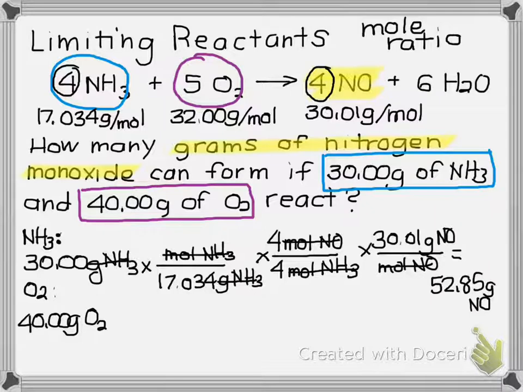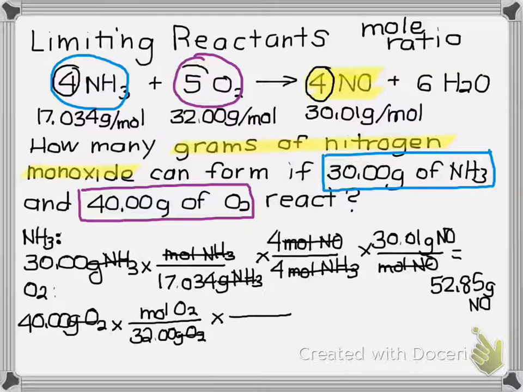So I'm going to do the same. I'm asking myself the same question. If I have 40 grams of oxygen, how many grams of NO will that make? So first I have to convert the grams of oxygen into, oops, not 16, sorry, 32. I have to convert the grams of oxygen into moles by dividing by the molar mass. Cancels out grams.